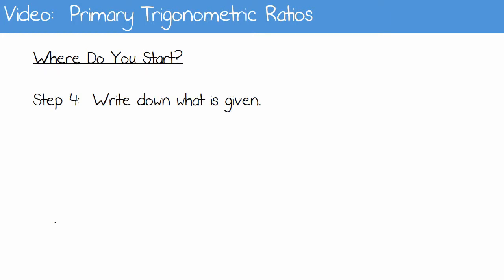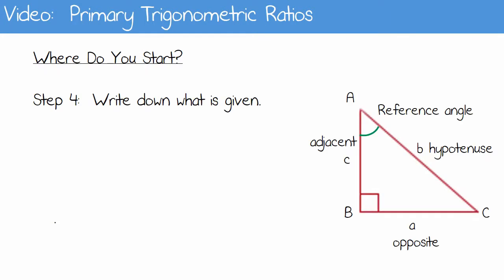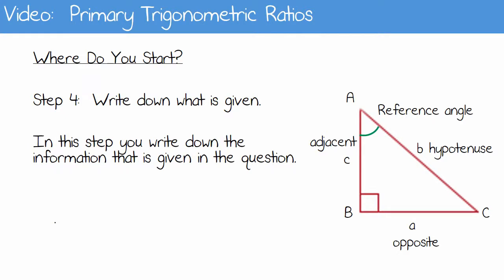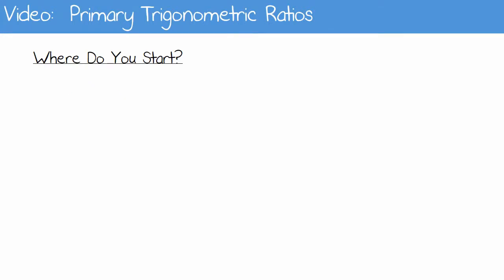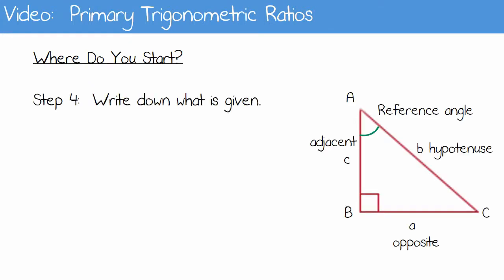Step 4, write down what is given. In this step, you write down the key information that is provided or given in the question. In this example, given triangle ABC, angle A is 40 degrees, side a is 5 centimeters, find the length of b. Where do you start? Write down what is given in the question.